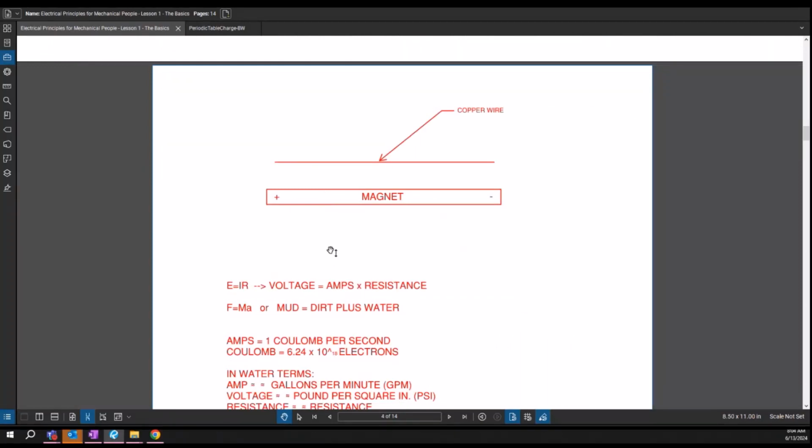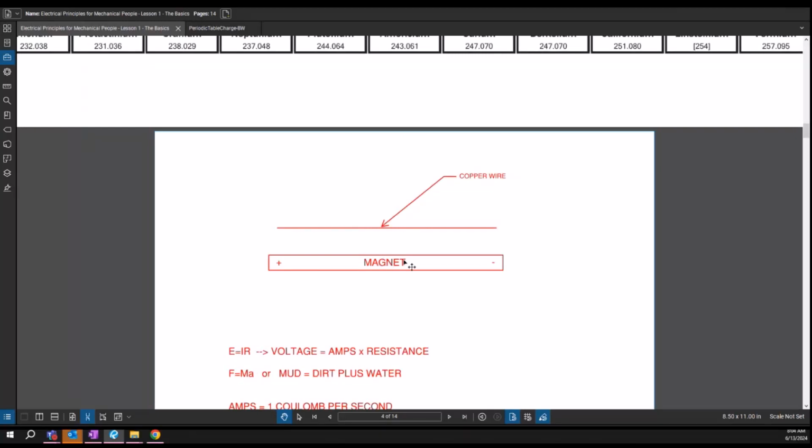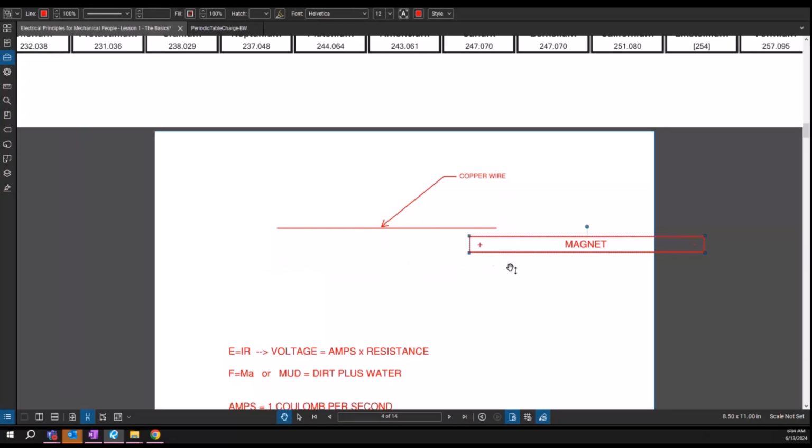All right. So if I have a magnet, and I've got a copper wire, and this is my positive side, and this is my negative side of the magnet, and I move this thing to this side, which way are my electrons flowing? To the right or to the left? To the left. Are you saying that way? Yeah. So opposites attract, right? So the electrons are actually flowing that way.